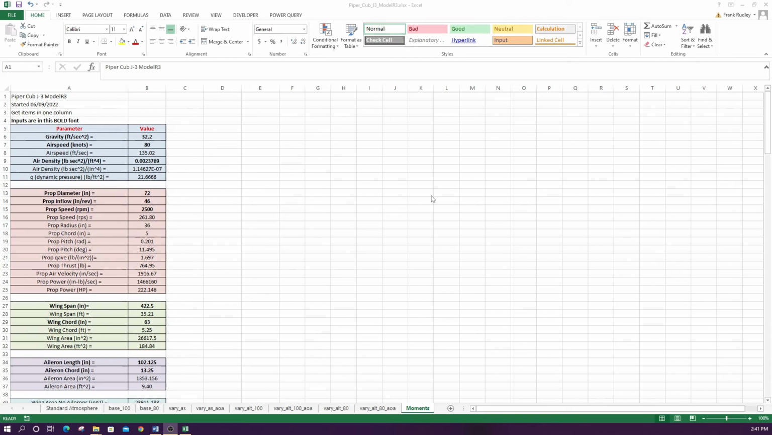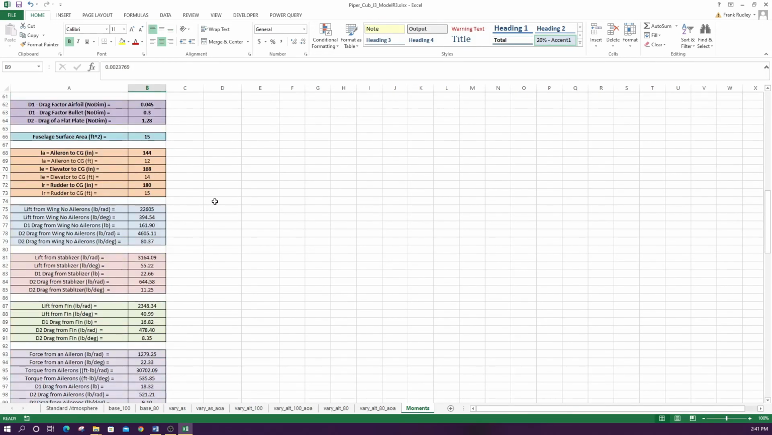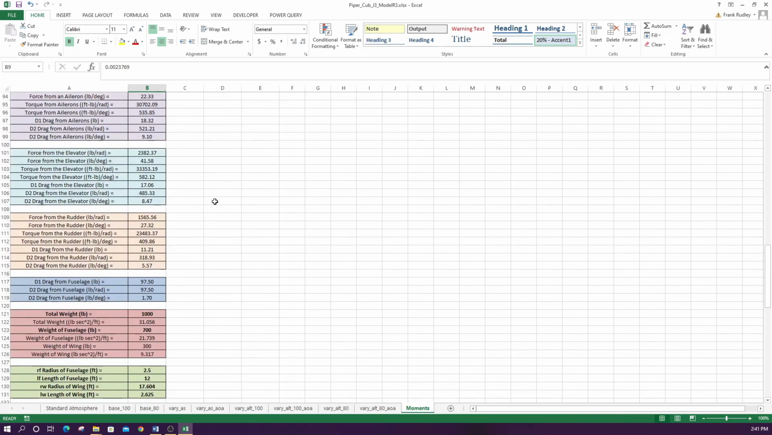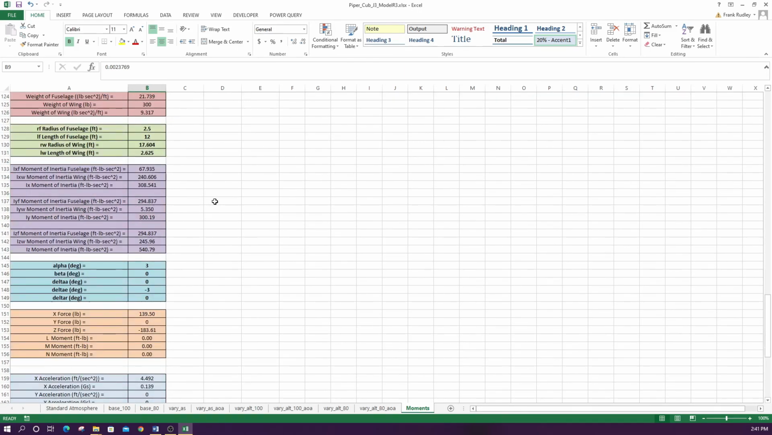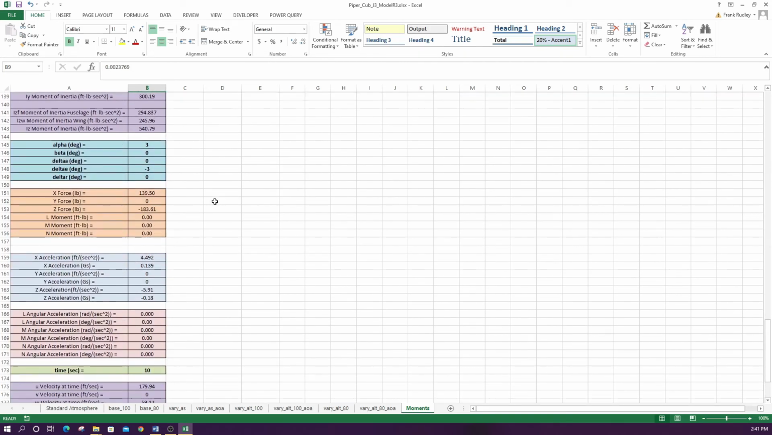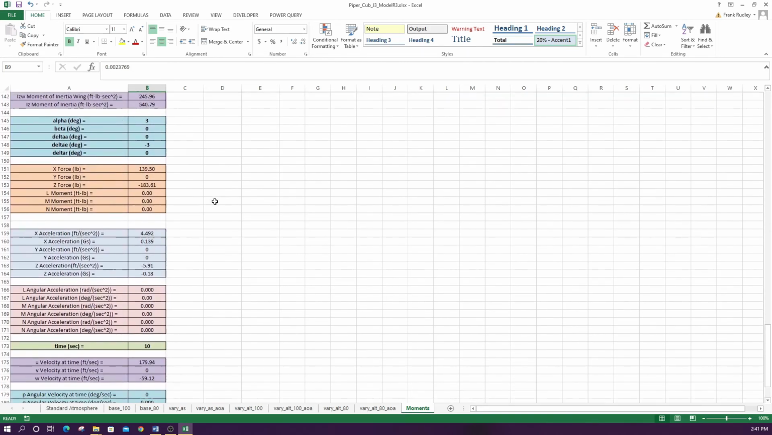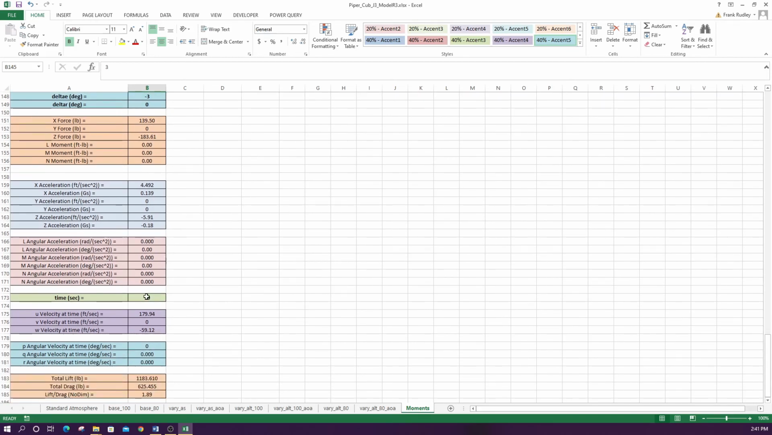So the last thing I have here are the moments. I'm trying to look at the moments to see if they're reasonable. So at 80 knots, this is an 80 knot airspeed at sea level. I wanted to vary a few things to see if it's a feasible design relative to moments. So here I actually have 3 degrees of angle of attack. So I put a thing in here. I looked at it at 10 seconds.